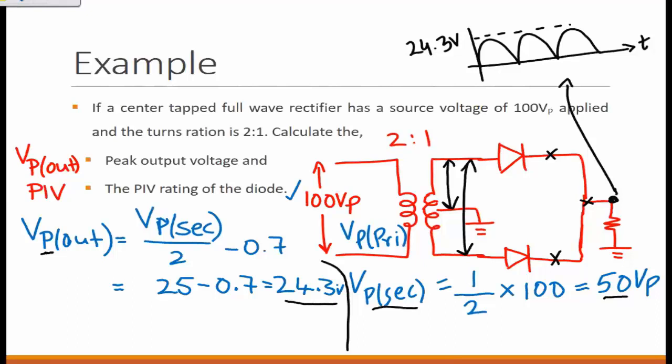So the 24.3 is called the peak output voltage. When we say output voltage, it automatically means it's at the end of the circuit. So when you feed in 100 volts peak, you effectively get 24.3 volts right at that resistor.